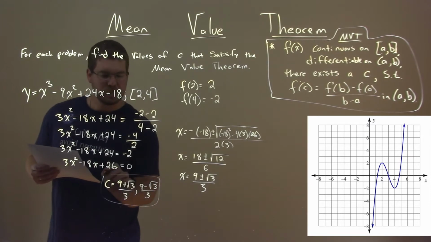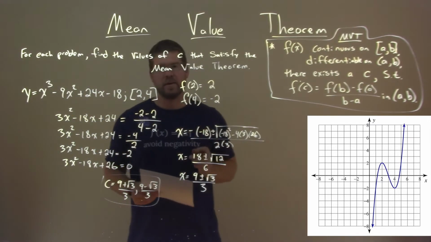And these are the two c values that satisfy the mean value theorem.